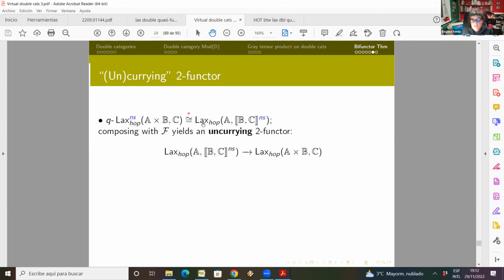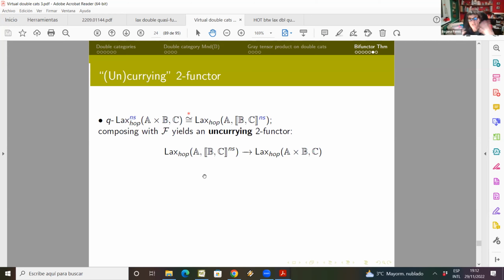Now composing this isomorphism with the two-functor F from the previous slide, this yields this kind of functor, which is called an uncurrying. So as I understand it, why they put this name uncurrying: on the left you have this, how I would say, iteratively given functor. It is a functor which ends in something which is a functor that you again need to apply somewhere.